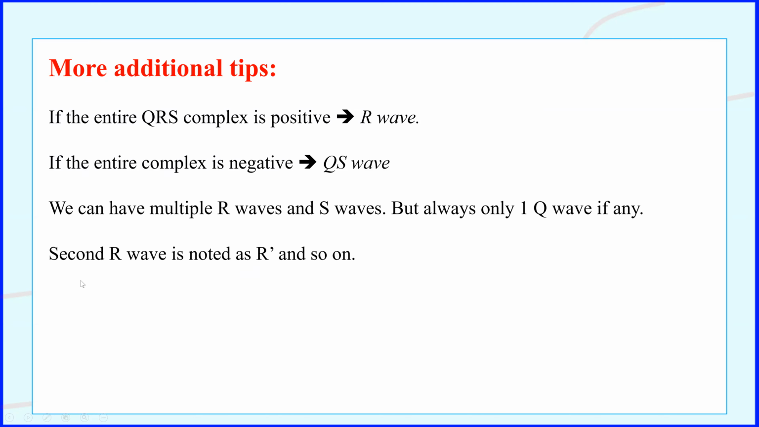Okay? And if there is more than one R wave, S wave should be in between. So if you have two R waves, it is a must to have an S wave in between. You can't have RR consecutively. You have to have an S wave in between.